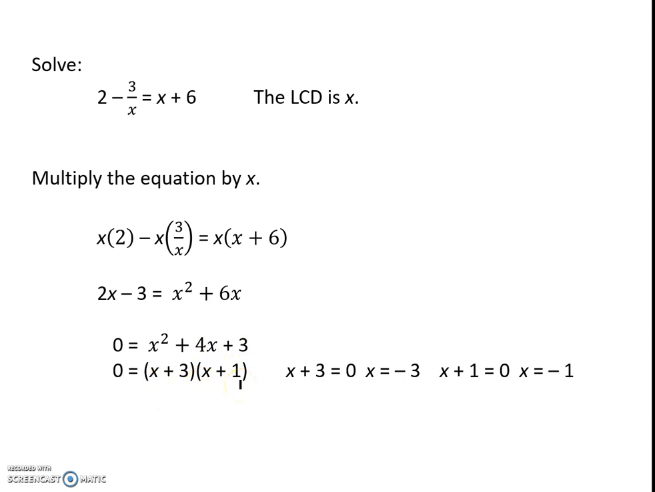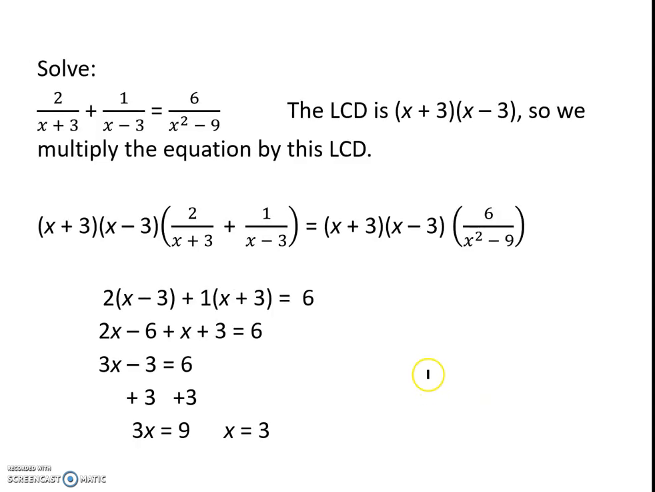In order to solve this equation, we set each of those equal to 0. So x plus 3 equals 0. Well, then x must be negative 3. The second part is x plus 1 equals 0, so x must be negative 1.